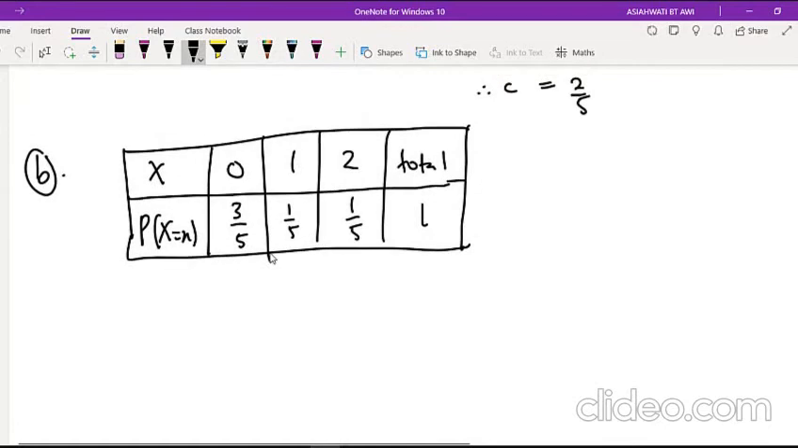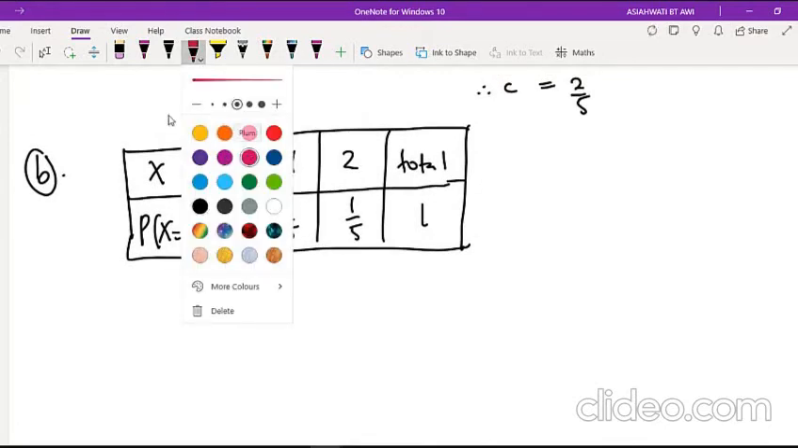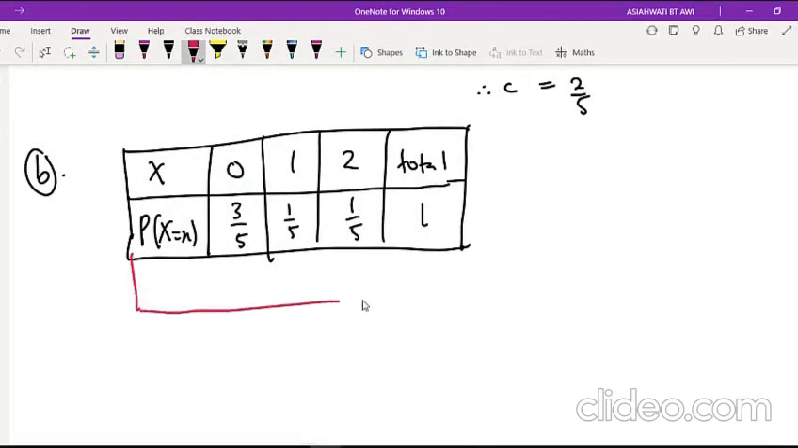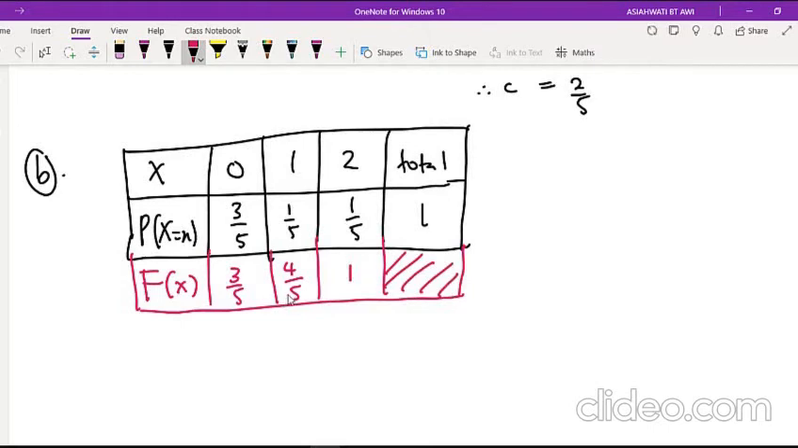Okay, for part C, to find the cumulative for a discrete random variable, from the table, add one row below here, this is cumulative. Capital F of x means that you sum up everything in the cells. Starting with 3 over 5, plus the second box, 3 over 5 plus 1 over 5 gets 4 over 5. Plus the next box, because cumulative collects everything from left to right, 5 over 5, that is 1. This is the cumulative distribution function for a discrete random variable.